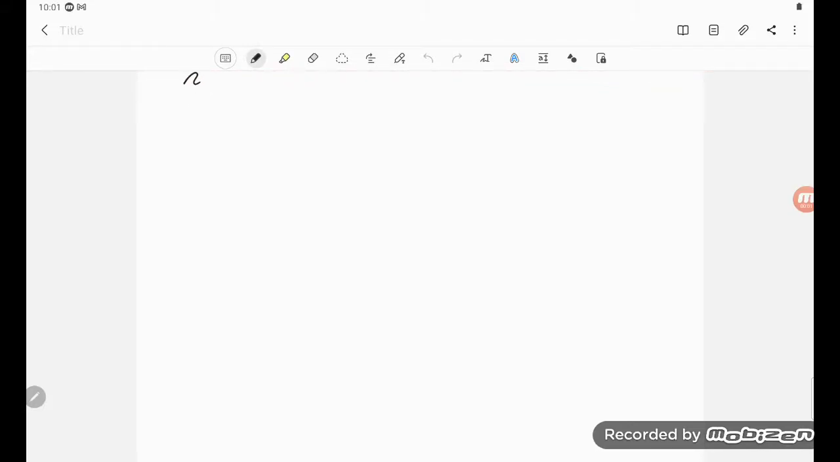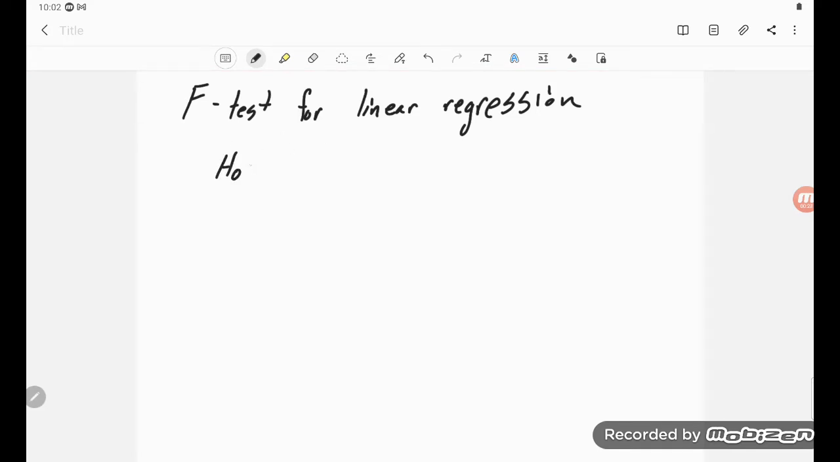Well, let's look at now an F-test for linear regression. So this is going to use the F distribution. Now in this case, this is specifically the hypothesis test that the null hypothesis has that beta equals 0, and the alternative is beta is not equal to 0.